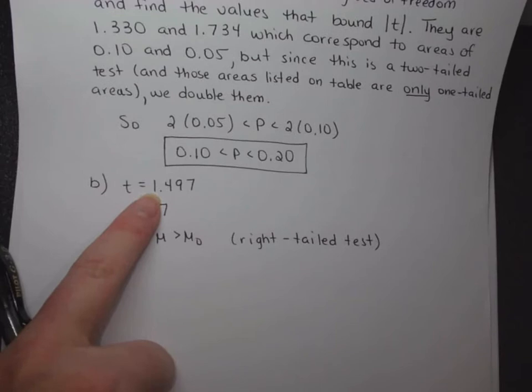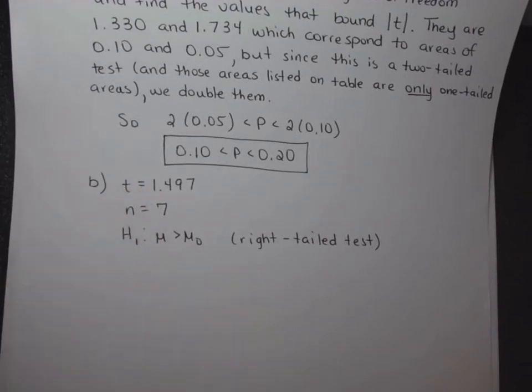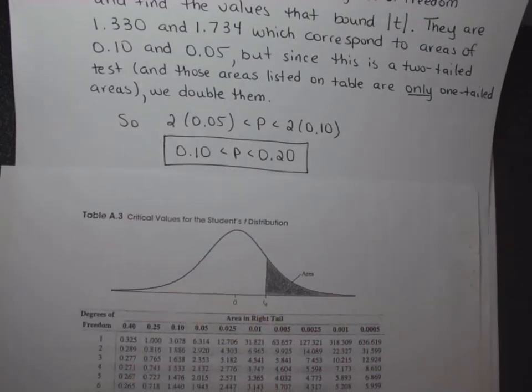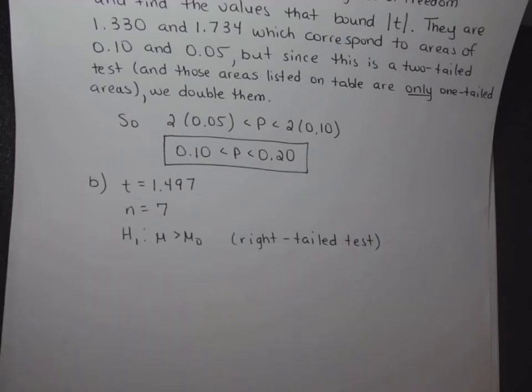Also notice that the T is positive. If this were just a left-tailed test, T would be negative, because it just depends on where on this curve it is, right? Things over here are positive, things over here are negative. So keep that in mind.